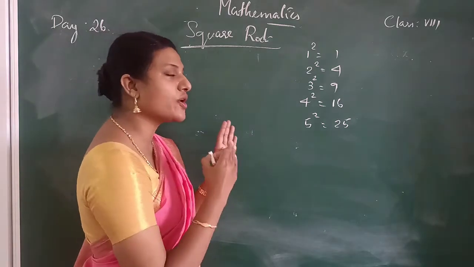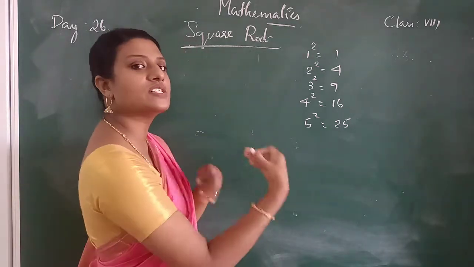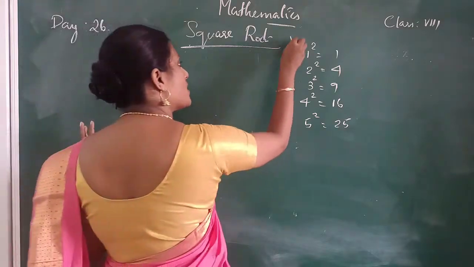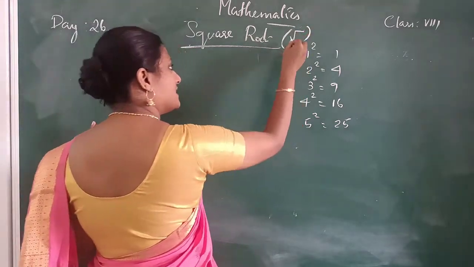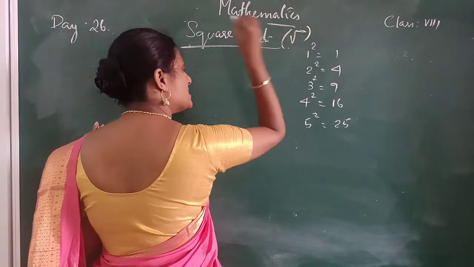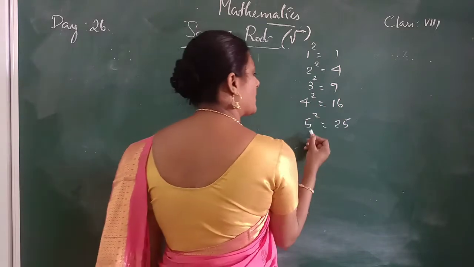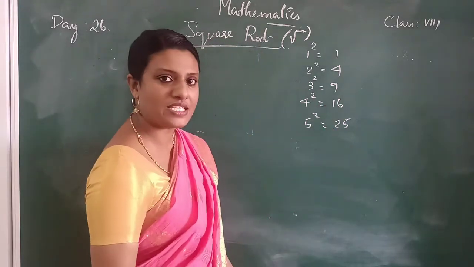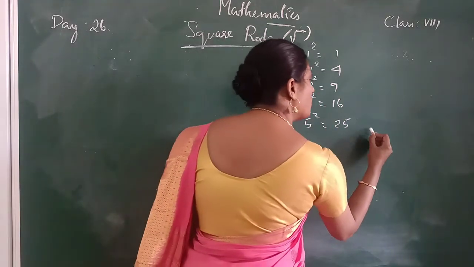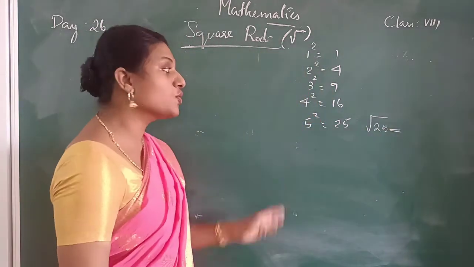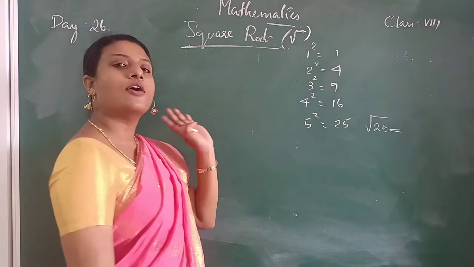Taking the square root of a number means the reverse process of squaring, and the symbol used for the square root is like this. This is the symbol of square root. If you know the square of 5, that is 25. Now, what about the square root of 25? Root of 25 means 5.